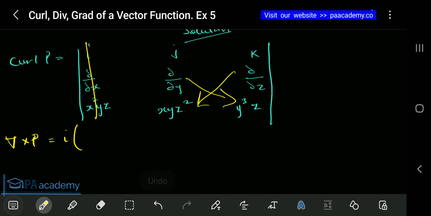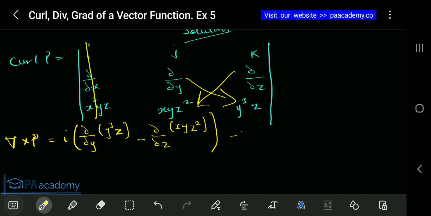So that will be the partial differential of y multiplied by y cubed z, minus the partial differential of z of xyz squared, then minus j. So we are done with the one with i.